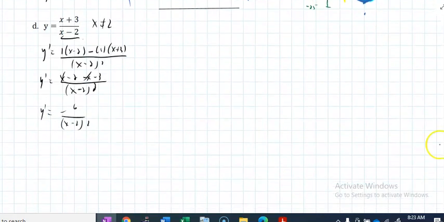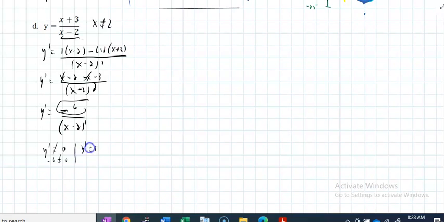Now, if I want to check where does y prime equal 0, nowhere, because a negative 6 can never equal 0. Where does y prime not exist? Remember, we haven't done this yet because polynomials exist everywhere. That's where the denominator equals 0. That's when x equals 2. So I have one point to test.